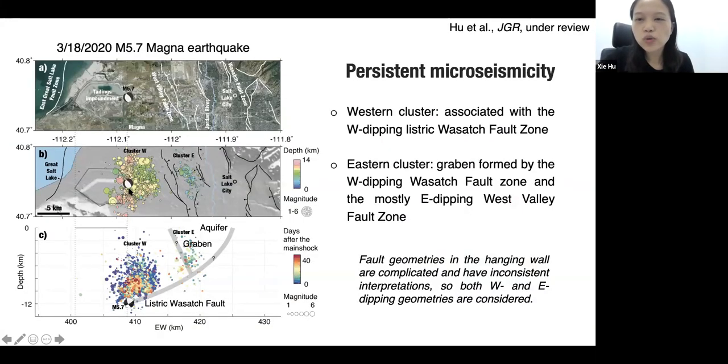Here we note two microseismicity clusters, and the western one is where the hypocenter occurred, believed to be associated with the west dipping listric Wasatch Fault Zone. And the eastern cluster falls into the graben formed by the west and east dipping seismogenic structures. On top of this graben, in the shallow part, there's an aquifer system. From reading the literature, we note the fault geometries in the hanging wall are complicated and have inconsistent interpretations. So in our later stress analysis, we will consider both west and east dipping geometries.